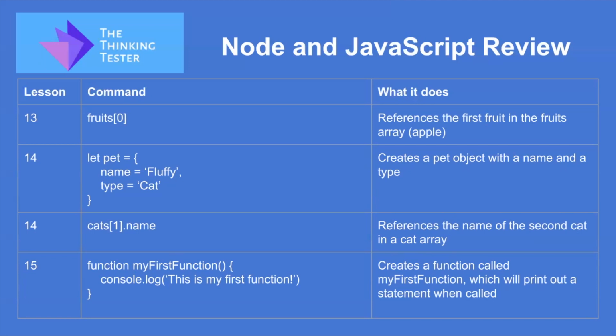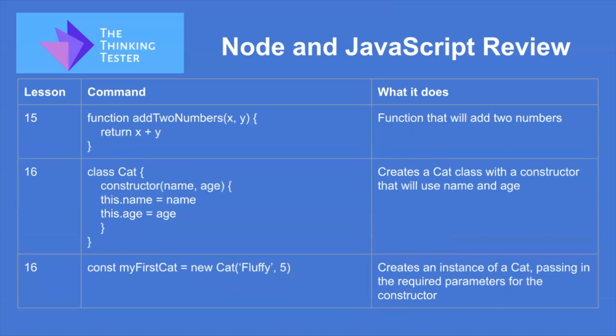We learned how to create functions. And the name of the function we created here was myFirstFunction. And then inside the curly braces is the action that the function does when it is called. We learned how to create a function and pass variables into the function. And so in this case, the function addTwoNumbers will take two variables passed in, x and y, and will return the sum of those two numbers.